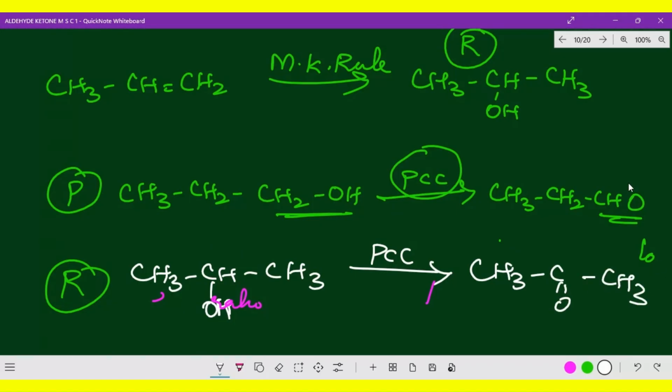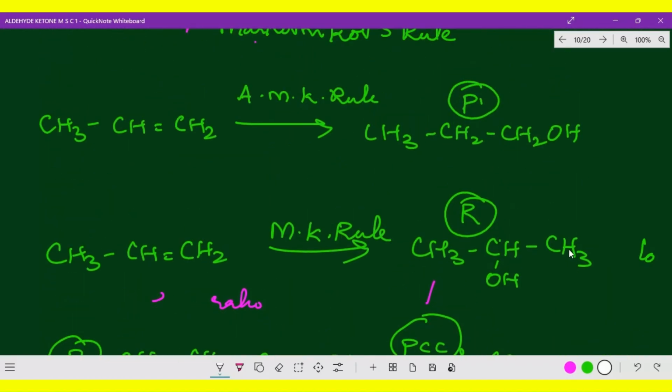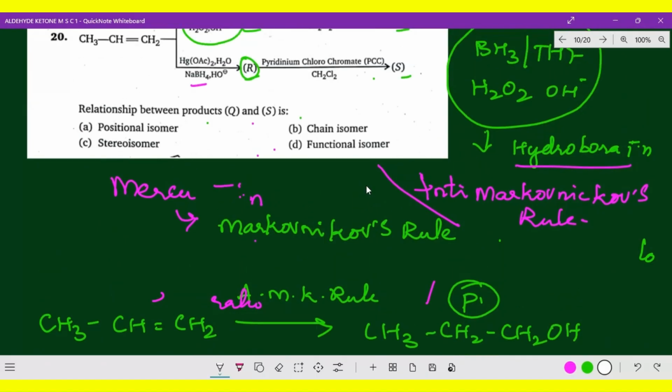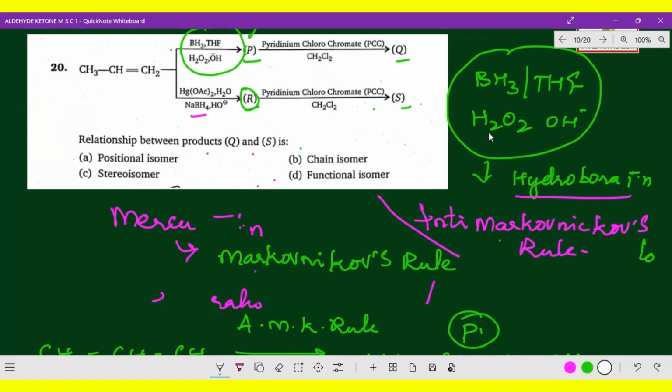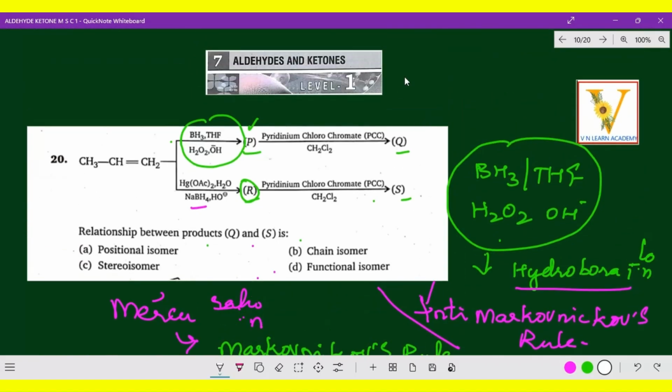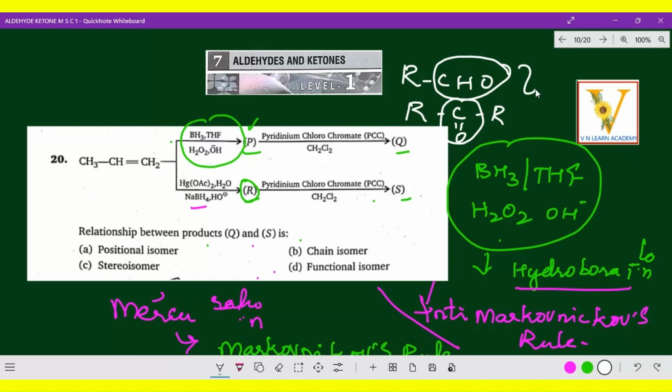So that means this is aldehyde and this is ketone. So aldehyde and ketone, what is the correct option? Positional isomer, functional isomer, chain isomer, or stereo isomer? Aldehyde and ketone are functional isomers. Why? Here it is RCHO, here RC double bond OR. So this is the aldehyde group and this is the keto group. So this is a functional isomer. Functional isomer is D. Option D is the correct option. I hope you got the clarity.